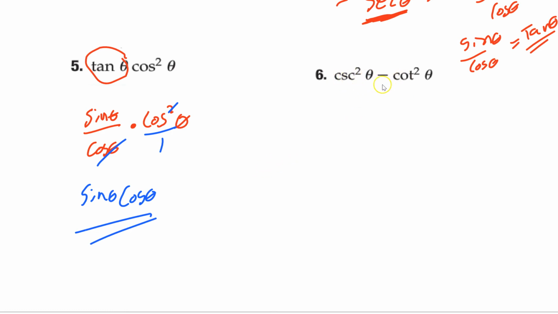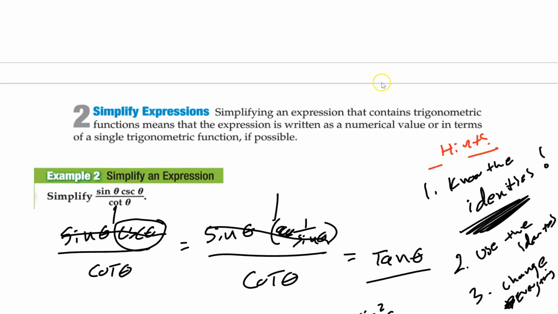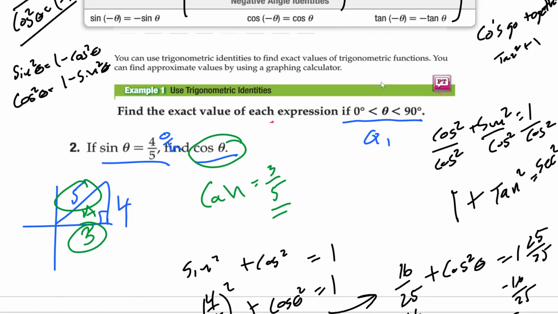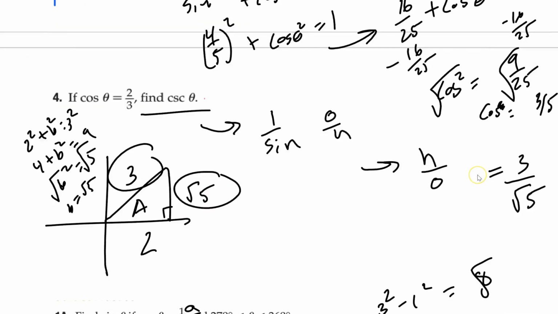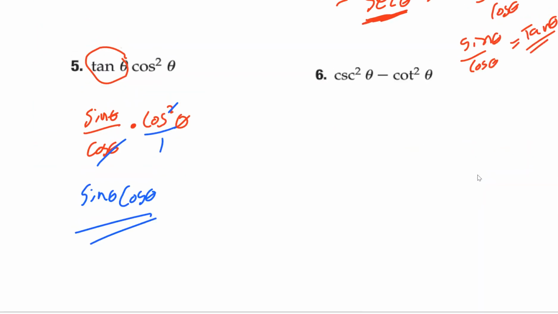Cosecant squared minus cotan squared. Now there's a lot of ways we could go with this. It all kind of depends how well you know your rules. So if you know these rules right here, like the extended ones, we could rewrite this. Cosecant squared is the same thing as 1 plus cotan squared. And then you have 1 plus cotan squared minus cotan squared. So these cancel, you just get 1. That's one way to do this.